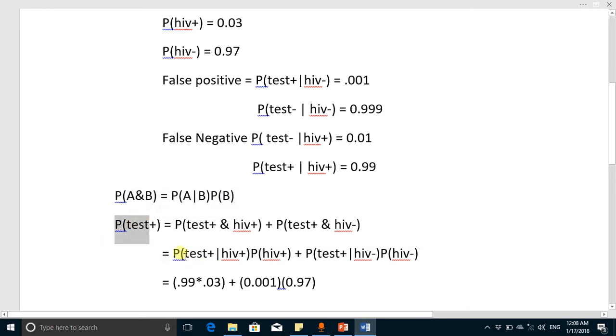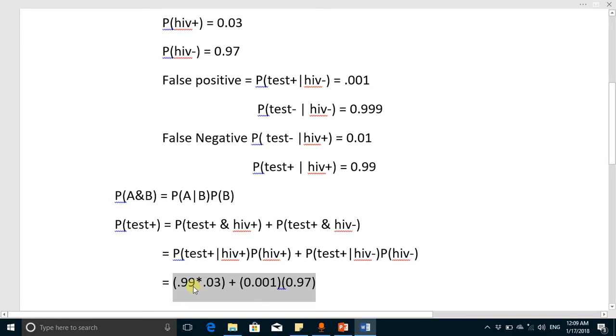By putting the values in this formula from here, test positive given HIV positive, here it is 0.99 into probability of HIV positive, that is 0.03, plus probability of test positive given HIV negative, 0.001 into probability of HIV negative, that is 0.97. So this is the probability of test positive.